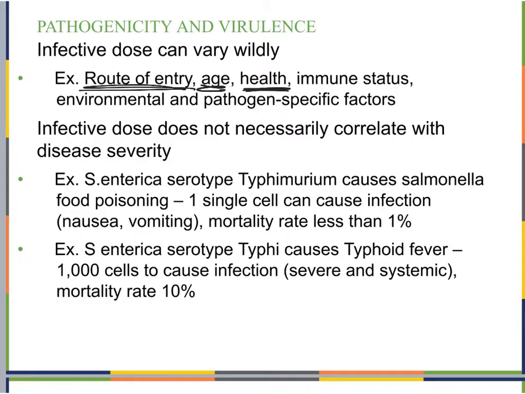Also health. I was just comparing age with two relatively healthy individuals, but health in general varies between somebody in their 20s or somebody in their 80s, within those age groups, I mean. So obviously we know that not everybody has the same level of health, and that would then, of course, affect the infectious dose. The immune status, so immunocompromised versus otherwise, environmental and pathogen-specific factors.